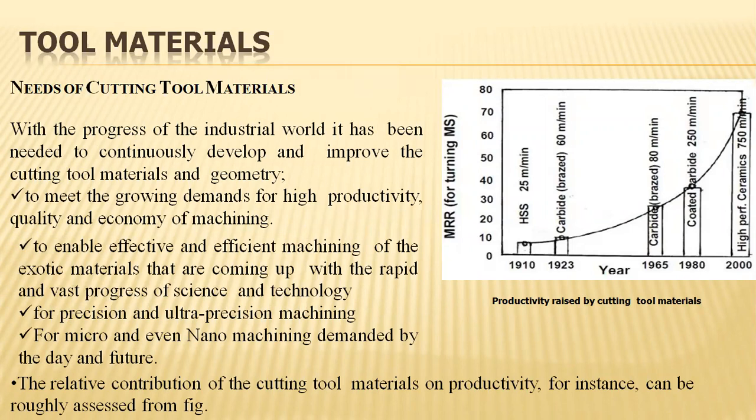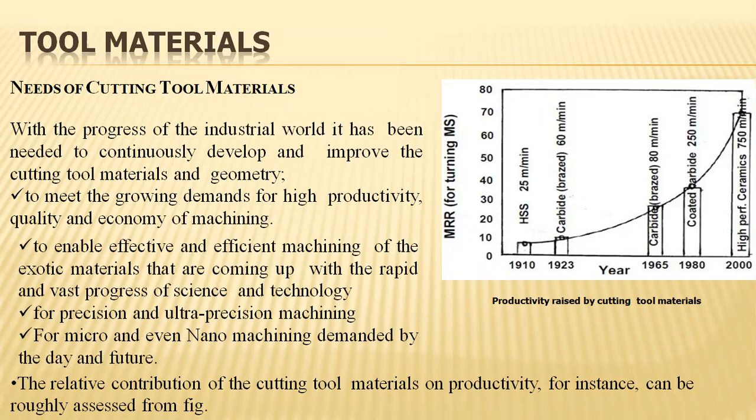as far as past history is considered, in 1910 the HSS material, high-speed steel material, came into existence at a minimum level of utilization. That too, for process commencement over the lathe machine for turning operation on mild steel materials.